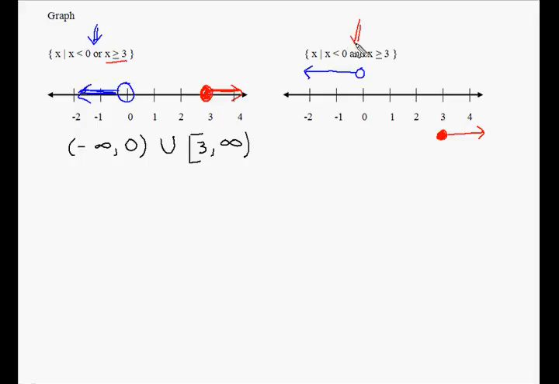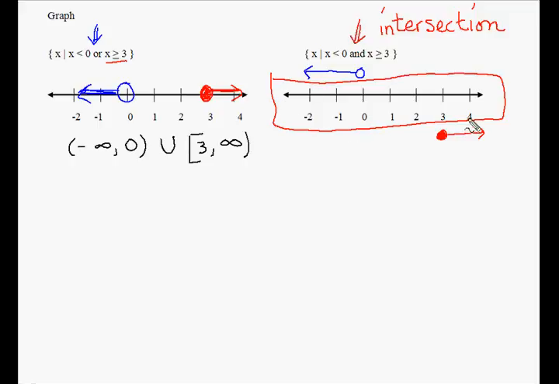But because this says AND, we're looking for the intersection. And the intersection of these two statements, as you see, is nothing. There's no overlap. So the actual answer for this graph is an empty number line. Nothing on it because there's no intersection.